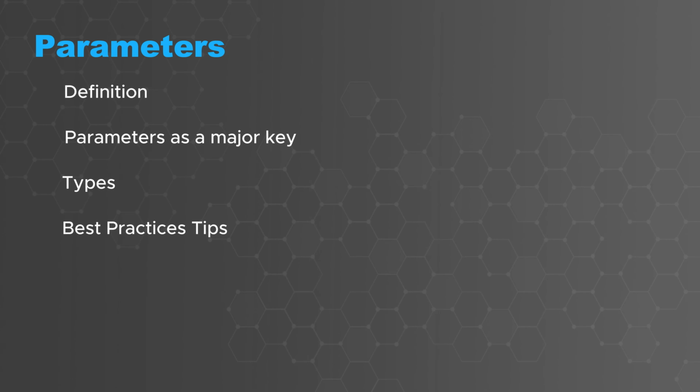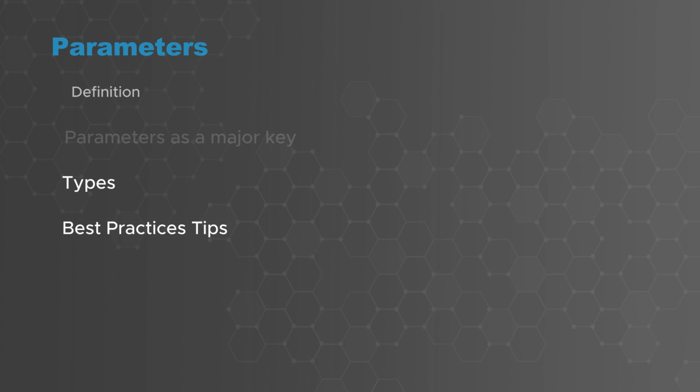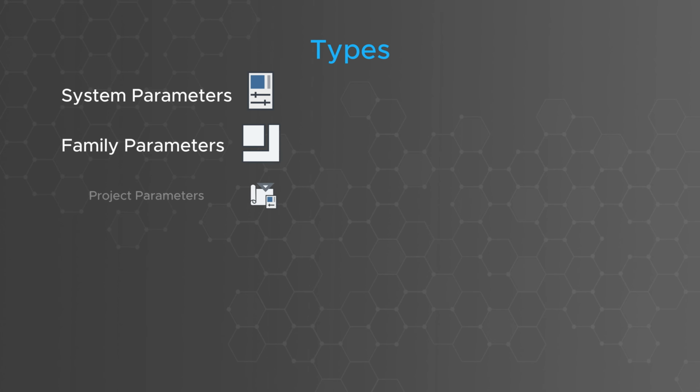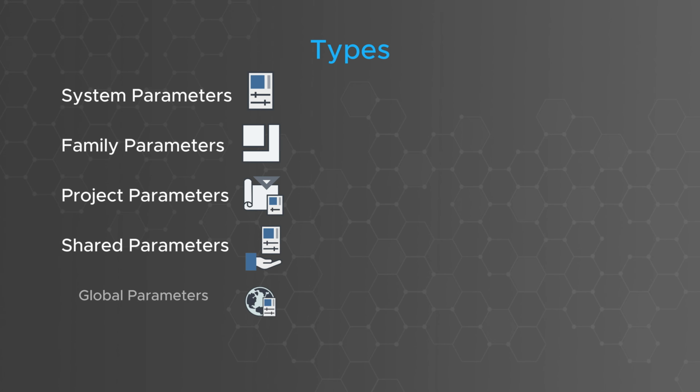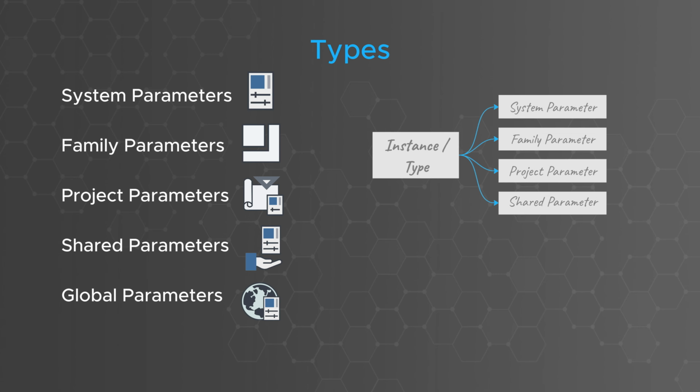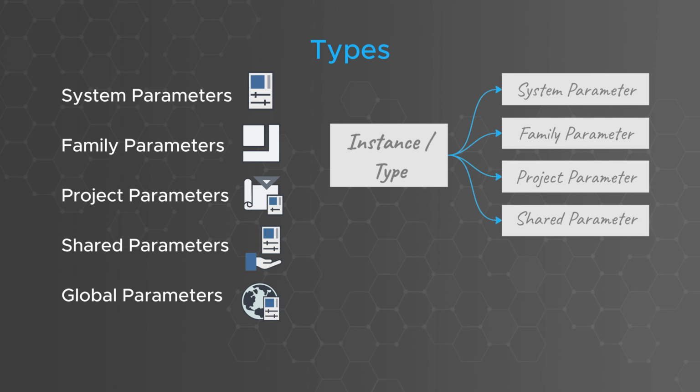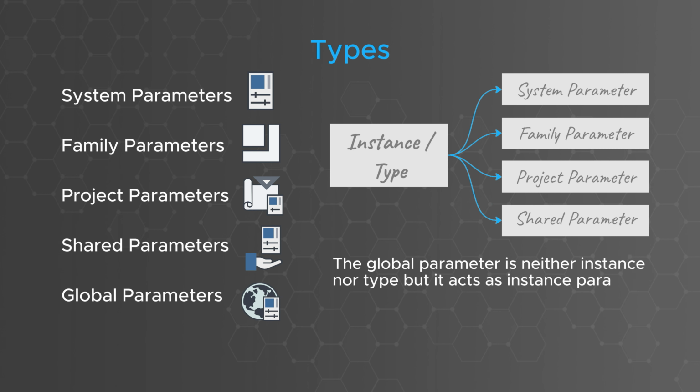And now, let's discuss point number 3. This is the most important one. Revit has 5 main parameters: system, family, project, shared, and global parameters. Before we continue, let me highlight something. Whatever type the parameter is, it is either instance or type. However, the global parameter is neither instance nor type, but it acts as an instance parameter as it affects only elements assigned to this parameter.